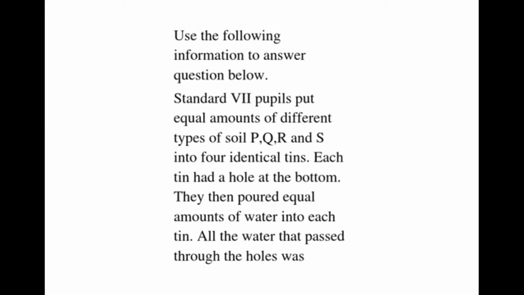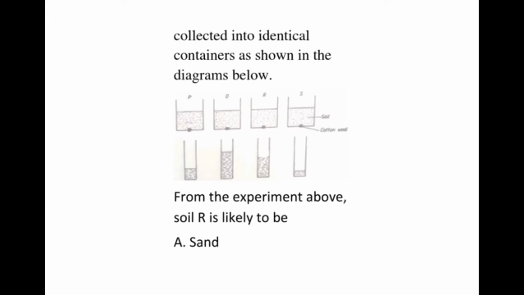Use the following information to answer the question below. Standard 7 pupils put equal amount of different types of soil P, Q, R and S into 4 identical tins. Each tin had a hole at the bottom. They then poured the equal amount of water into each tin. All the water that passed through the hole was collected into identical containers as shown in the diagram below. P, Q, R and S.